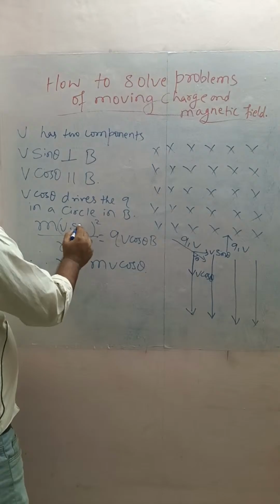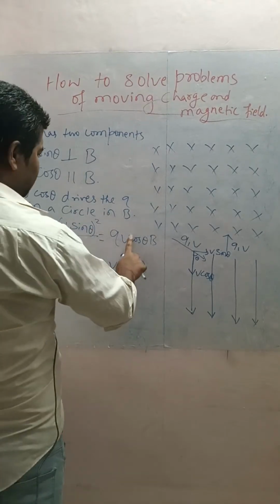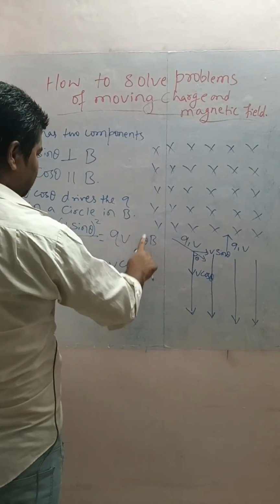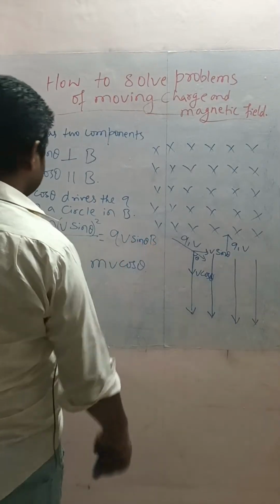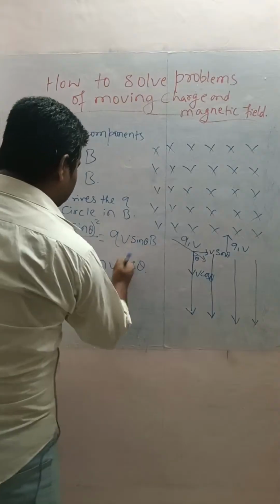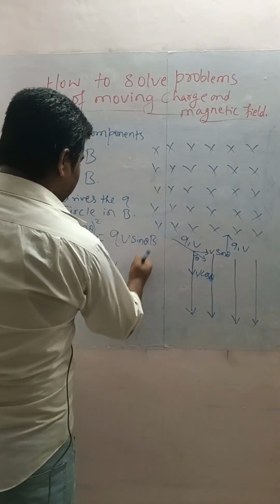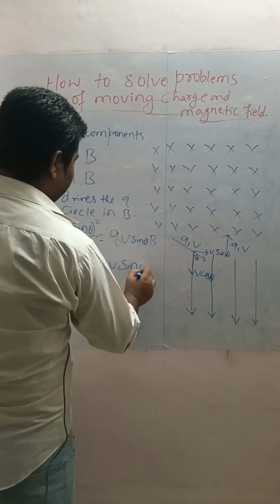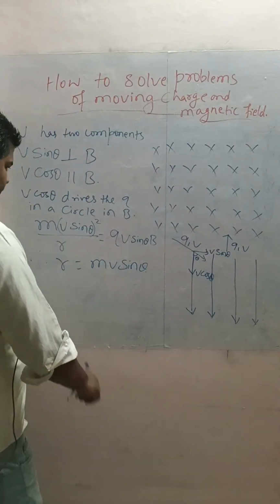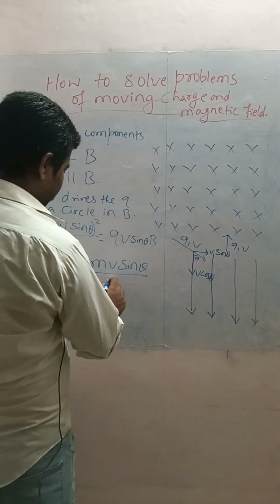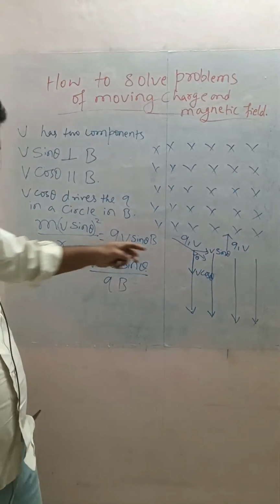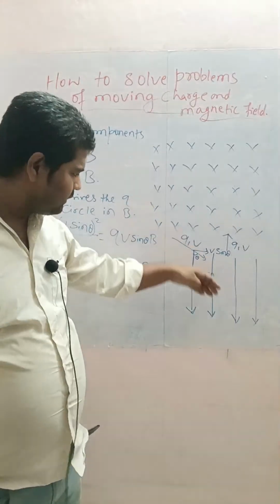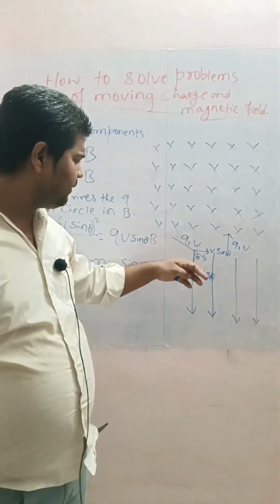And here v sin theta, again here v sin theta, v sin theta by qB. Remember, this time your velocity is this. Your radius is this. This is the radius when the charge enters at an angle theta to the magnetic field.